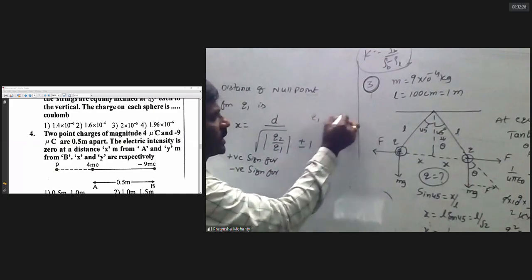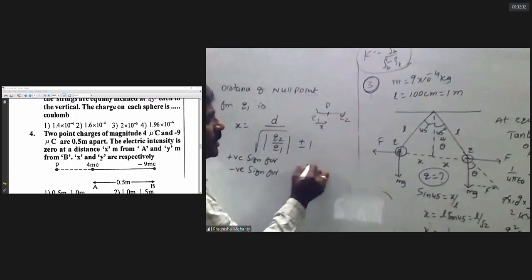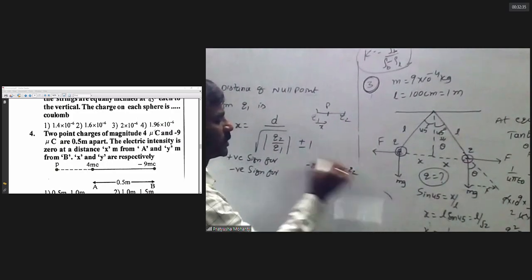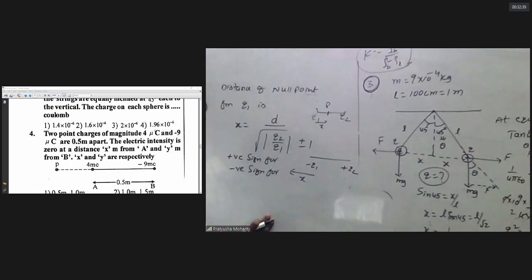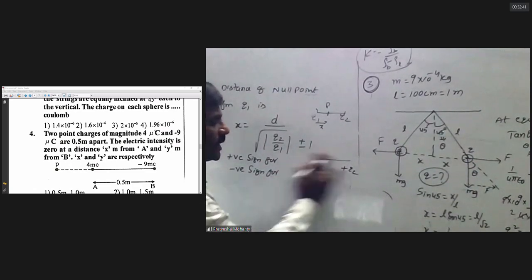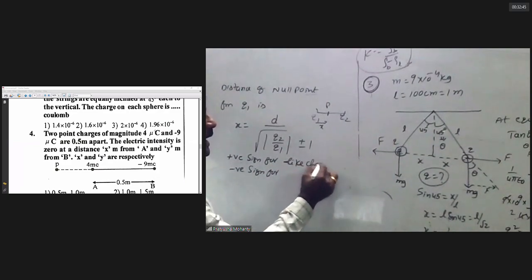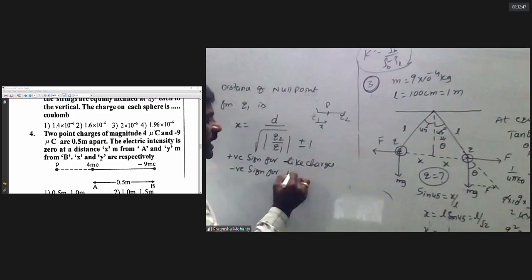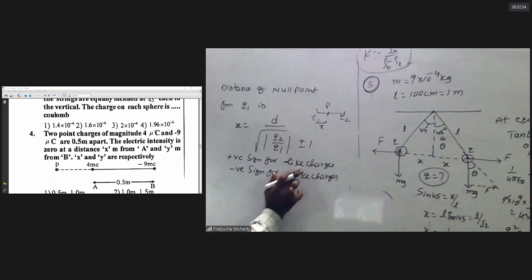See here, Q1, Q2. The null point exists between them. This is x. Suppose minus Q1 plus Q2, the null point exists away from them. Okay, so what do we write? Positive sign for like charges, negative sign for unlike charges. Now clear? Now clear both?